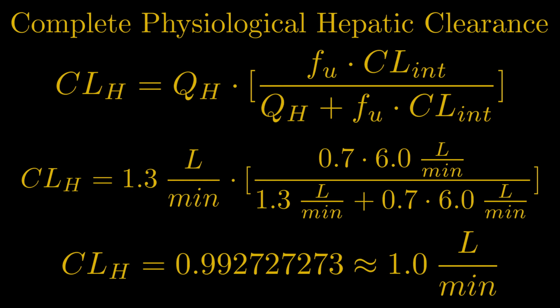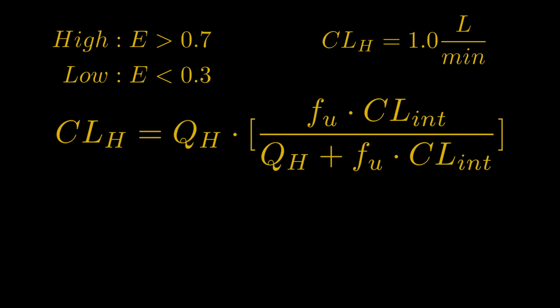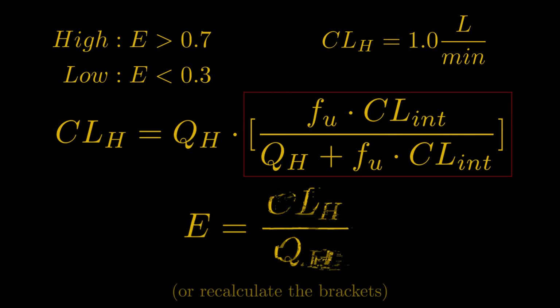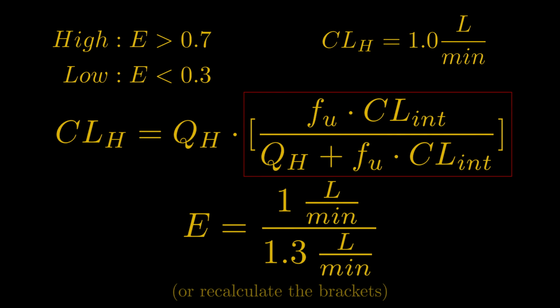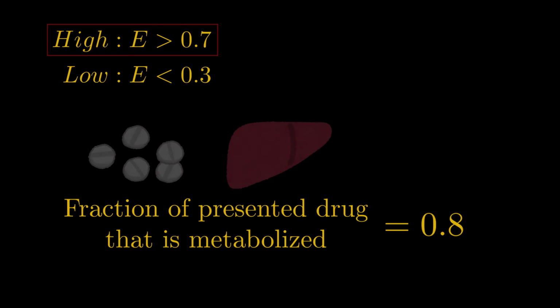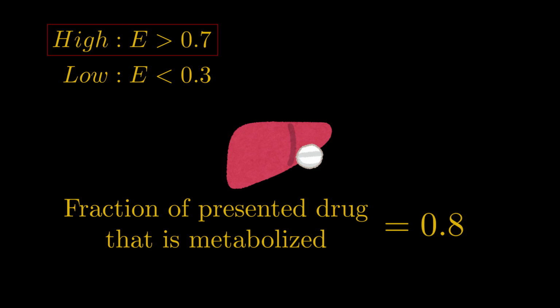Next, we want to determine if this drug is a high, intermediate, or low extraction ratio drug. Since we just solved for our hepatic clearance, we can use this first equation and rearrange to solve for our extraction ratio E. So E would be equal to hepatic clearance over hepatic blood flow, so 1 over 1.3, and we get an extraction ratio of 0.8, which indicates a high extraction ratio drug, meaning that each time the drug passes through the liver, it is largely removed.